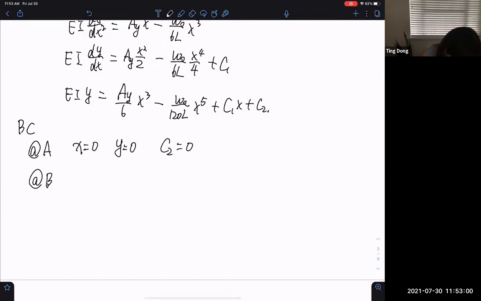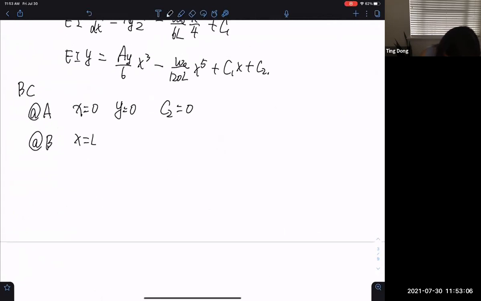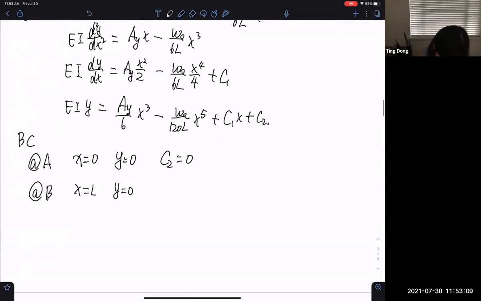At point B, the total length is L, so x equal to L, y equal to 0. So we plug x equal to L into this equation. Ay over 6 L cubed, over 120. This L is gone. L to the fourth, plus C1 L plus C2 equal to 0.